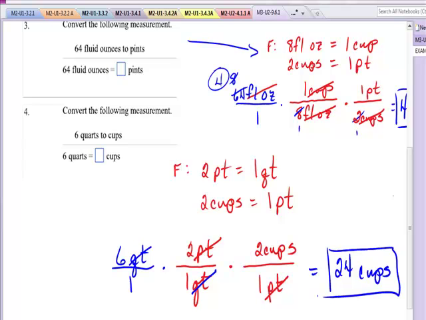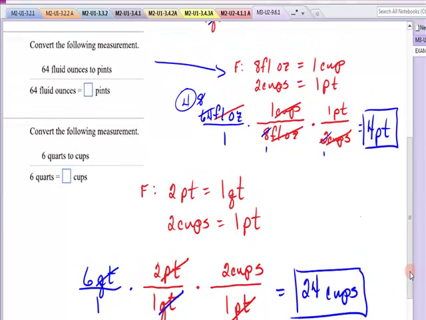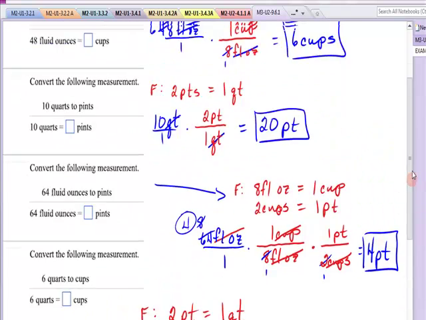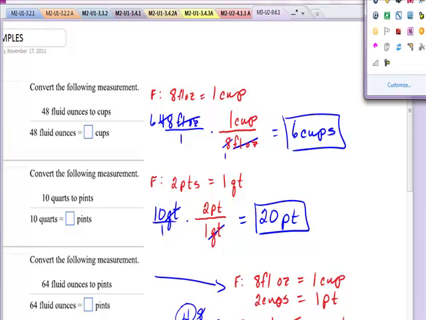Okay, so it is a little more challenging when you have to use 2 facts to tie everything together, but the units always lead you through the problem. That's what I'm always going to use when I'm using the US system of measurement.